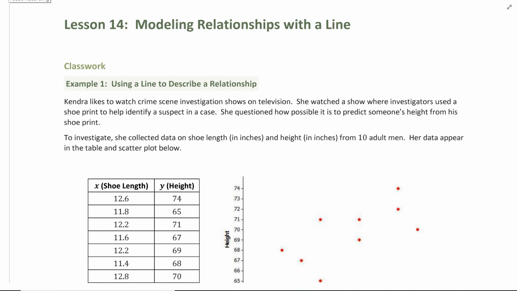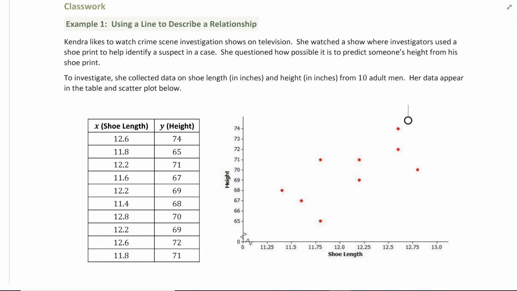Alright guys, with this lesson, lesson 14, we're modeling relationships with a line. We're diving back into what scatter plots really are and what we really do with scatter plots, because albeit, yeah, it's nice to have a graph with data and to be able to look at things, but we have to be able to use it. If we can't use it, it's pretty much useless. So today we're going to be talking about lines and how we can fit an equation of a line or a line itself into a scatter plot.